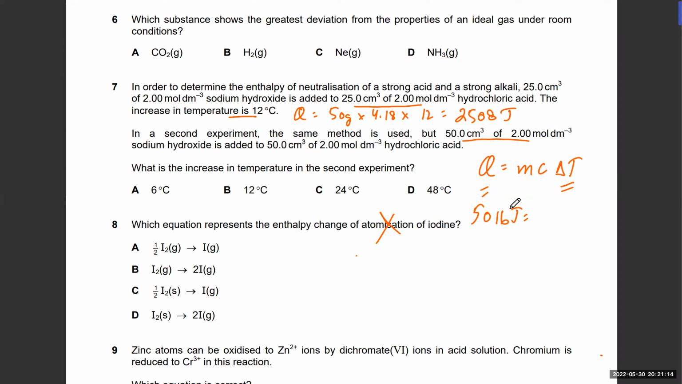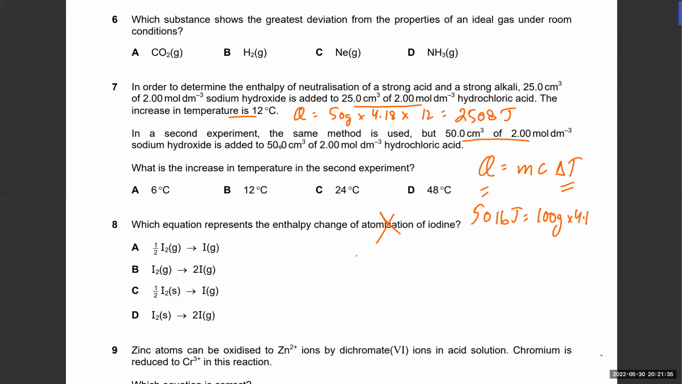But is this part clear that in the second experiment, the amount of heat energy produced would be double the amount in the previous one because the moles have doubled? Is that clear? Yes. Achha, what's the mass used in the second experiment? 50 cm cube mixed with 50 cm cube. So the solution will have 100 cm cube. So the mass would be 100 grams.